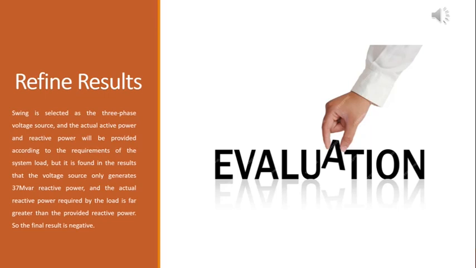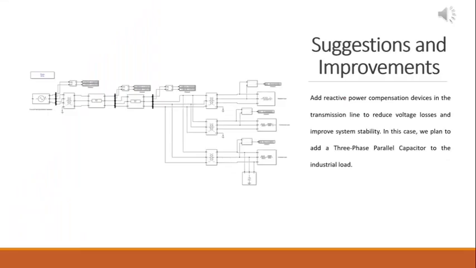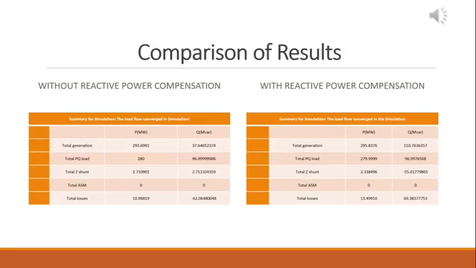Because of the negative results that I've mentioned above, we decided to add reactive power compensation devices in the transmission line to reduce voltage losses and improve system stability. In this case, we plan to add a three-phase parallel capacitor to the industrial load. And after adding the reactive power compensation devices, we made a comparison between these two versions of the power system, and we found that the previous negative results about the reactive power had turned into positive ones.